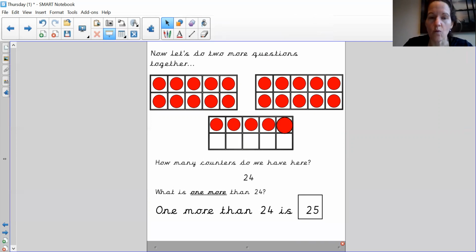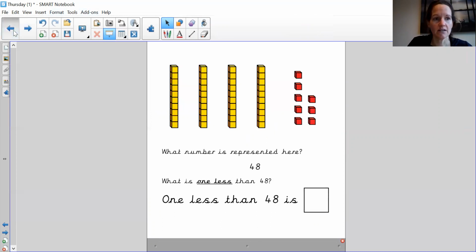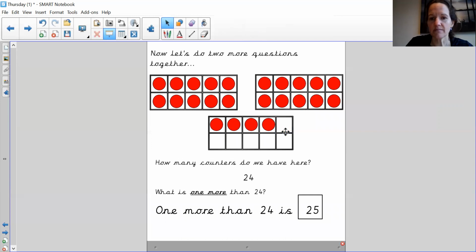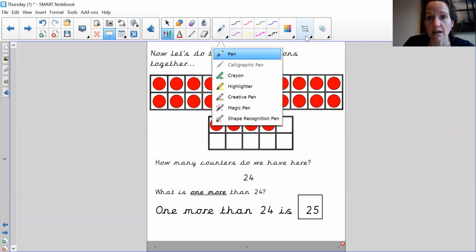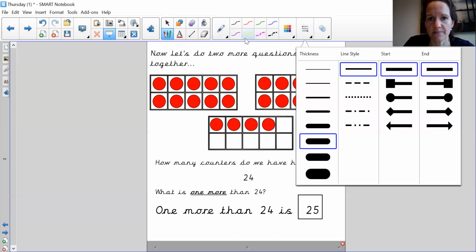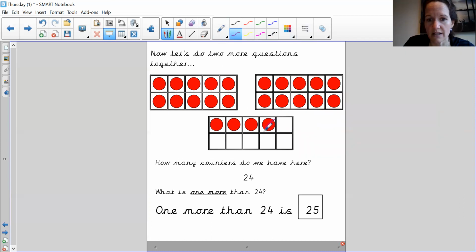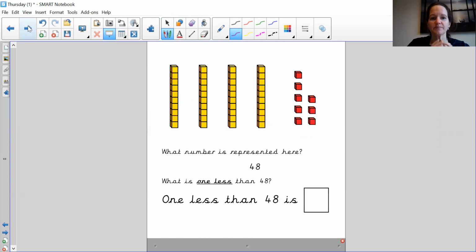What about if I wanted to find 1 less? So what's 1 less than 24? Well, what I would need to do is cross it out. So cross that. You don't want that one because I want to find 1 less. So I'm taking 1 away. So 24, take 1 away is 20, 1, 2, 3, 23.